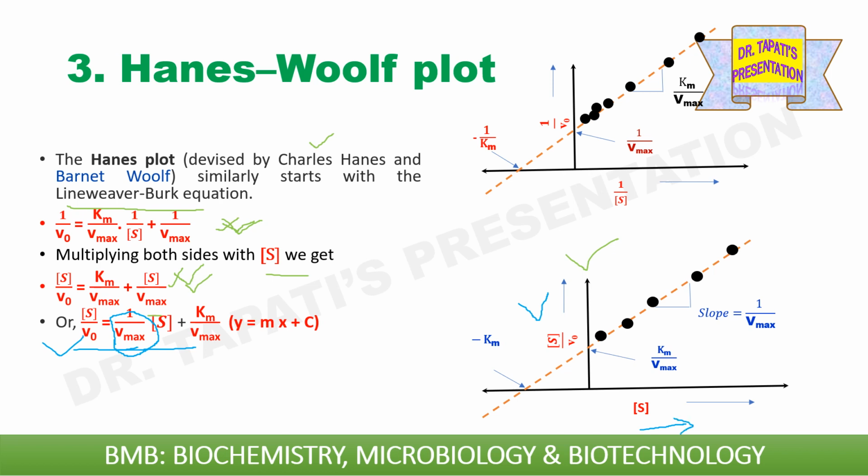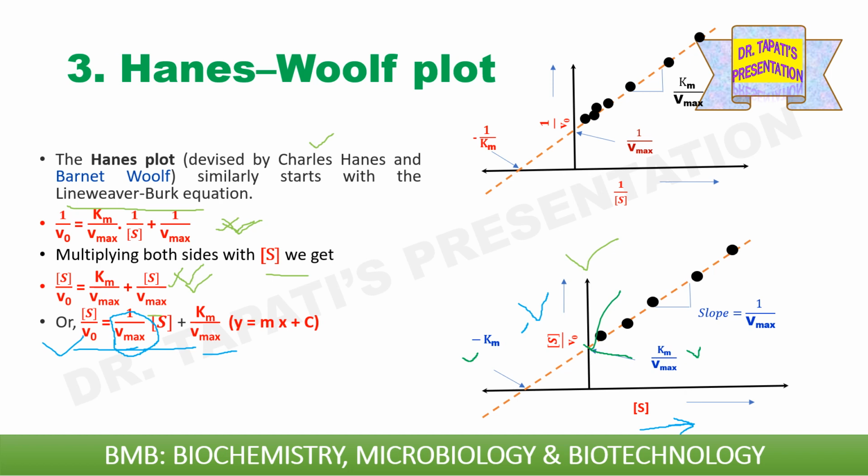We are plotting substrate concentration by V0 versus substrate concentration, and in that case the c value or y-intercept value is Km by Vmax. Here in this plot, this point is Km by Vmax, and the slope is 1 by Vmax, and the x-intercept is minus Km.